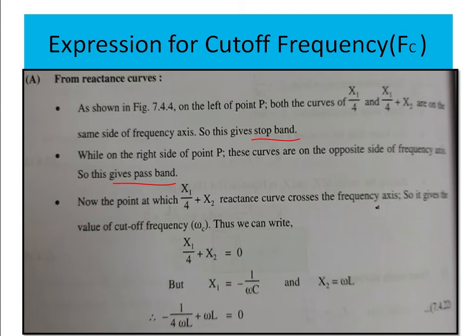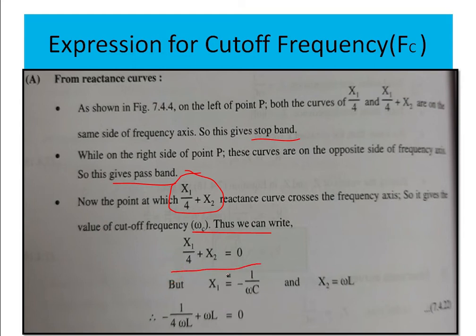This parameter X1/4 plus X2 is where the reactance curve crosses the frequency axis. So it gives the value of the cutoff frequency omega c, and thus we can write X1/4 plus X2 which is equal to 0.